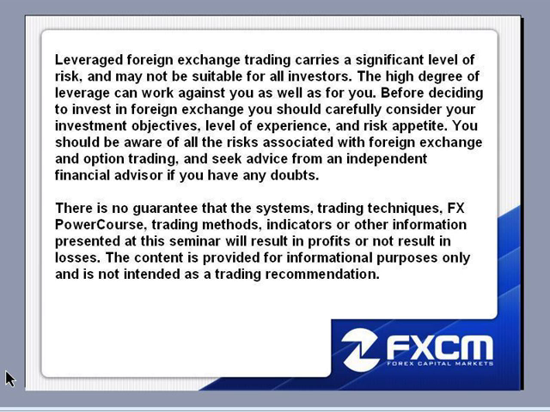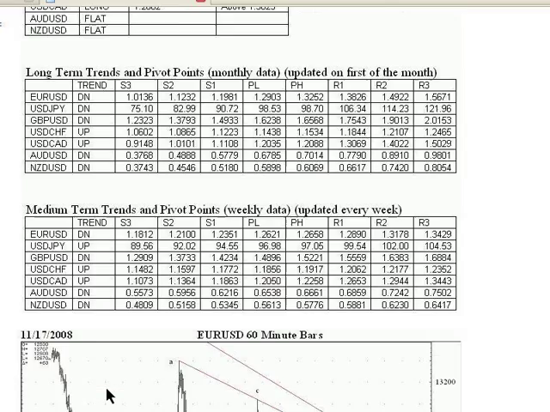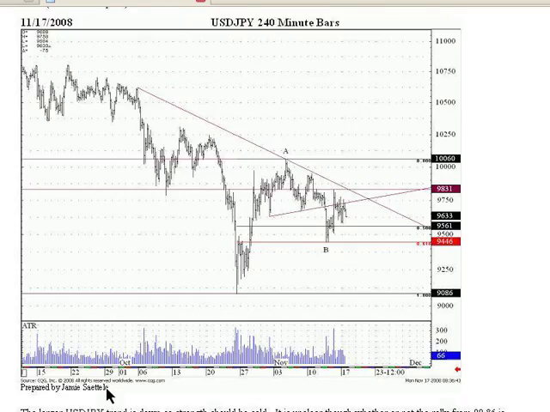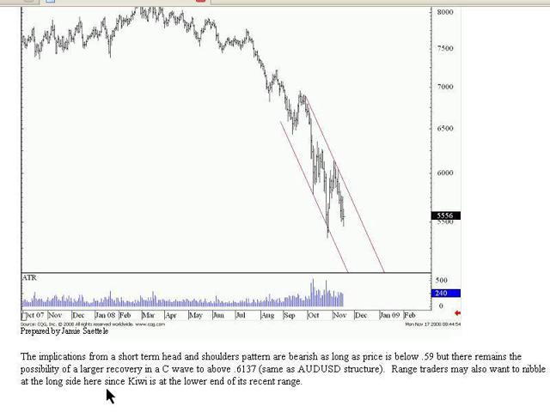What I'm going to do tonight, as always, is walk through the latest technical report by Jamie Setley at DailyFX.com. So let's go ahead and pull up that report. This is the same report that I've been using for my past several Daily FX walkthroughs. What I want to focus on again is the Kiwi dollar, and just read the synopsis. The implications from a short-term head and shoulder pattern are bearish as long as price is below 59.59 that is, but there remains the possibility of a larger recovery in a C wave to above 61.37.